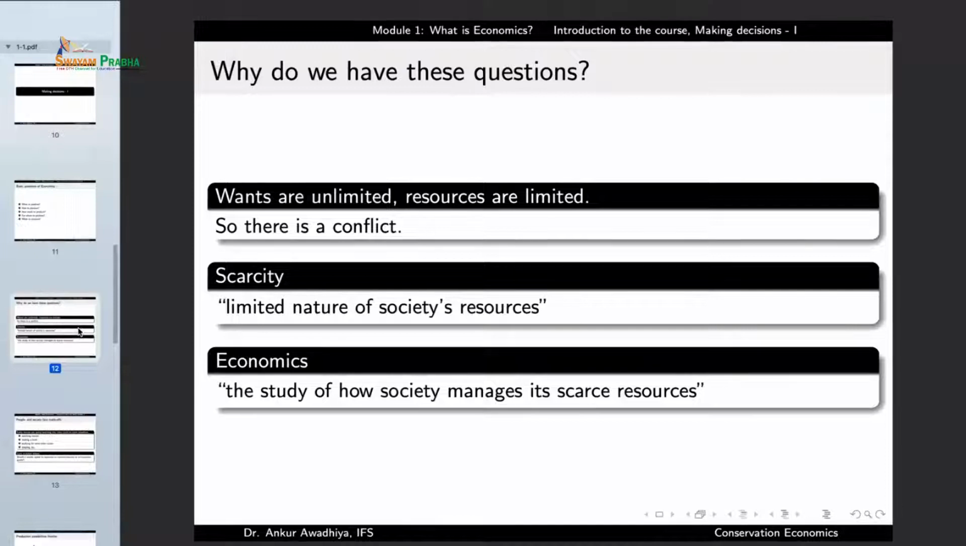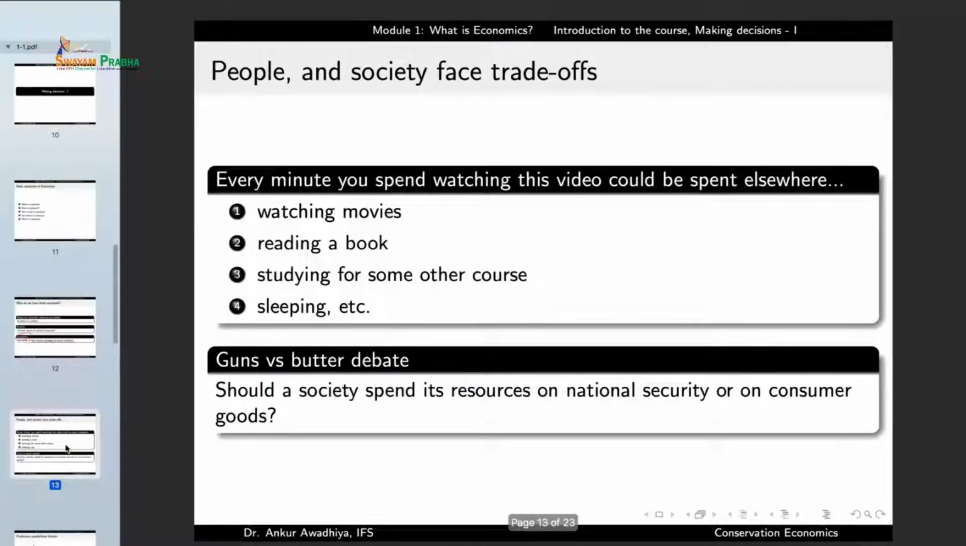You need to make a choice because there is scarcity, there is a limitation on the society's resources, both at an individual scale and at the scale of the society. And which is why we need economics to help us understand or study how the society manages its scarce resources. How do you make this choice? And when we talk about scarcity, we have a trade-off at all points of time. Whether you are thinking about it or not, you are doing a trade-off at all points of your living life.